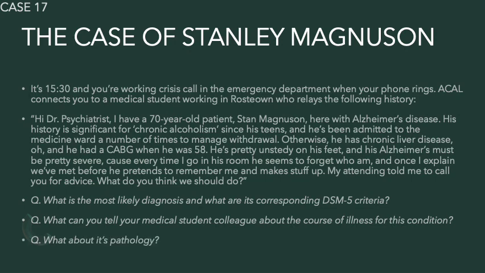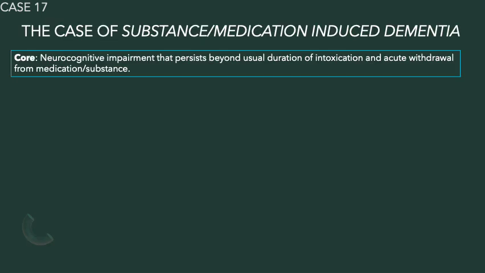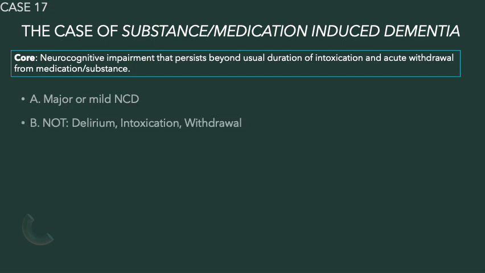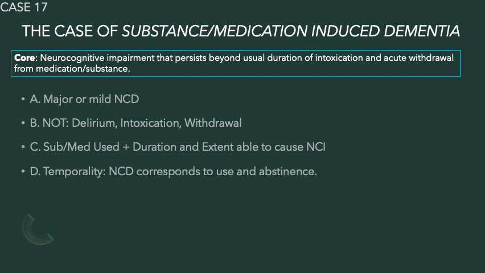What about its pathology? So this is a case of substance or medication-induced dementia, core feature being neurocognitive impairment that persists beyond the usual duration of intoxication and acute withdrawal from a medication or substance. Criteria include major or mild neurocognitive disorder. It's not due to delirium, intoxication, or withdrawal. The substance or medication used and the duration and extent are able to cause neurocognitive impairment. And there's temporality. The neurocognitive disorder corresponds to use and abstinence. It's not due to another medical condition or another mental disorder.